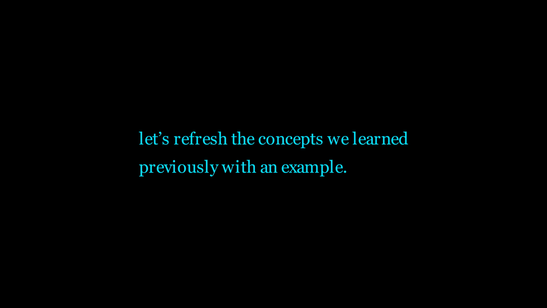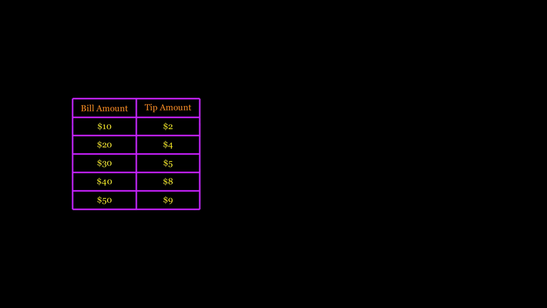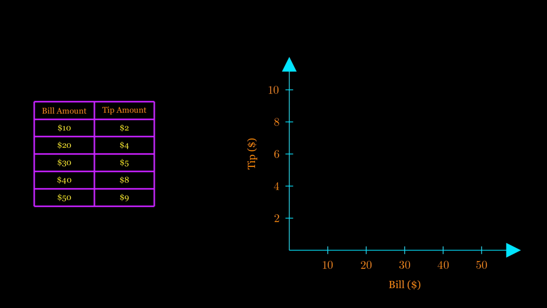Take a look at this dataset. It contains one input feature, bill amount, and an output feature, tip amount. The data is represented in a two-dimensional coordinate system.